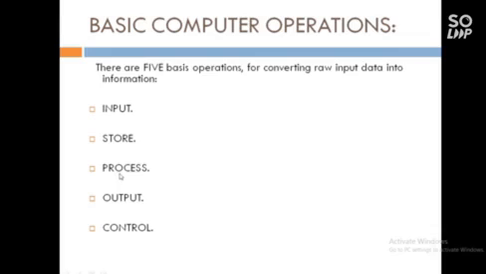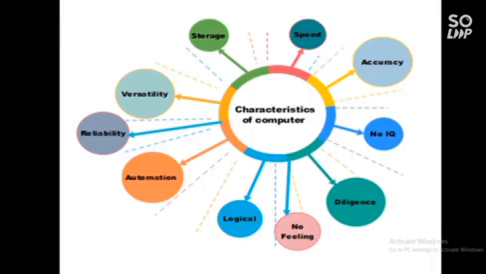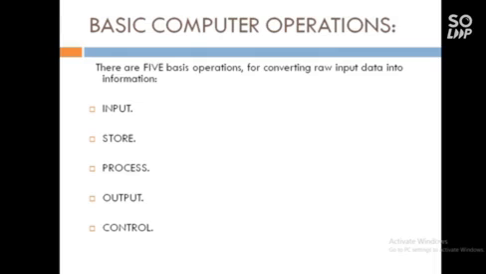Now, process: performing arithmetic operations like add, subtract, multiply, etc., or logical operations such as equal to, greater than and smaller than signs. Okay. Now, output. What is output? The data we have stored, we are able to see. That is your output. We are printing that data. Control: directing the manner and sequence in which all of the above operations are to be performed. Clear to all? What are the 5 basics? Your input, store, process, output and control.